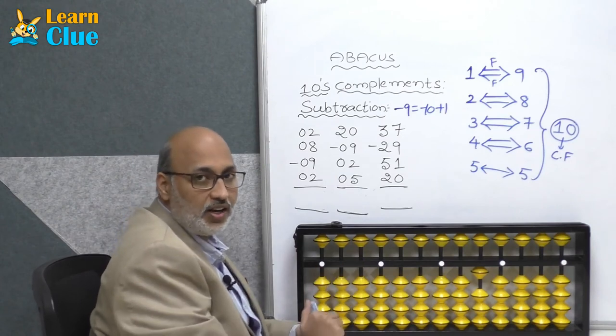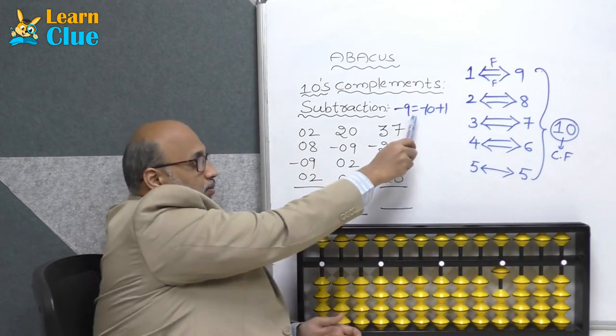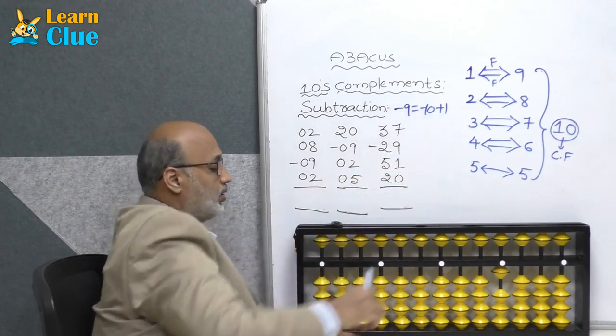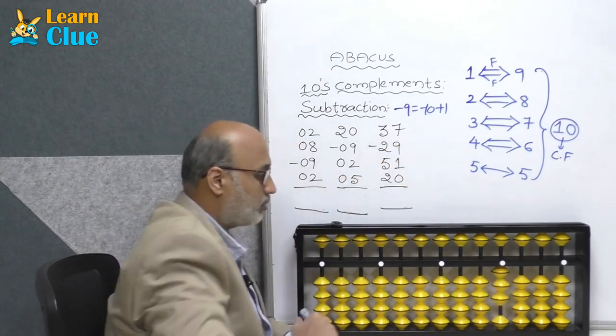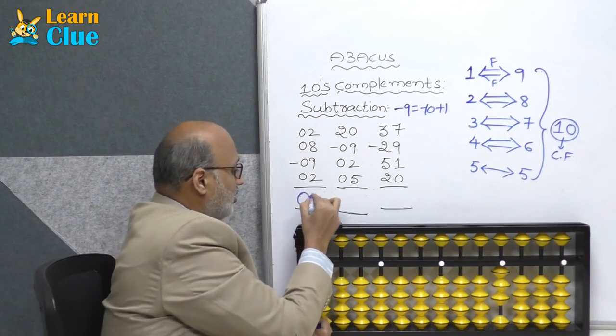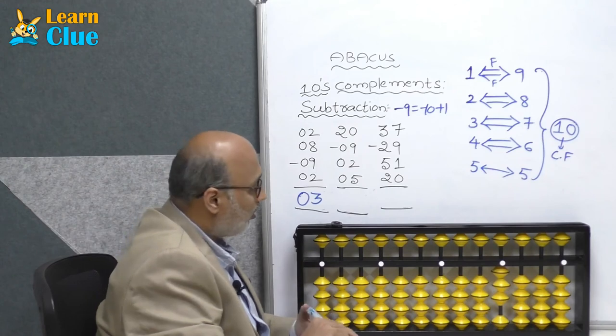Who is the friend of 9 here? 1 again. Minus 10 plus 1. Minus 9 is nothing but minus 10 plus 1. Now they are asking plus 2. Okay. Now what is the answer? 3. Okay.